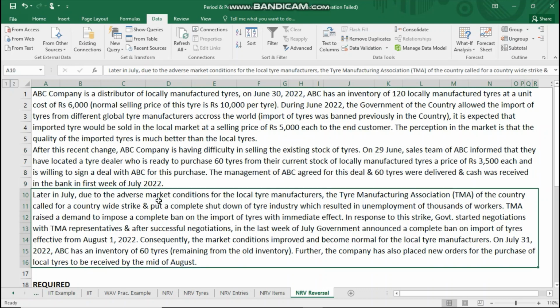Later in July, due to adverse market conditions for the local tire manufacturers, the Tire Manufacturing Association of the country called for a countrywide strike and put a complete shutdown of tire industry, which resulted in unemployment of thousands of workers. The Tire Manufacturing Association raised a demand to impose a complete ban on the import of tires with immediate effect.